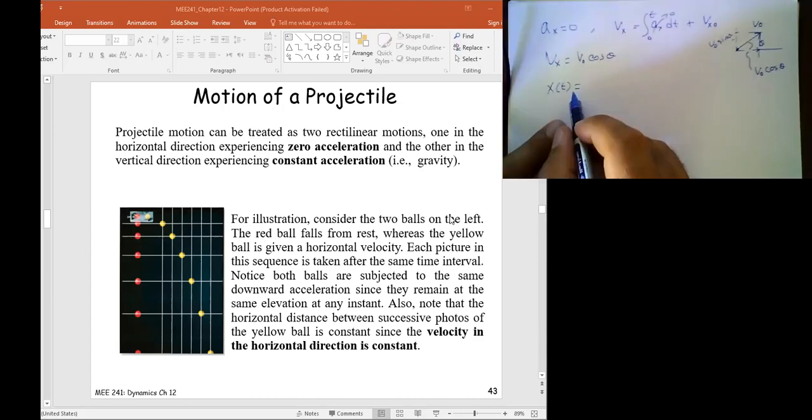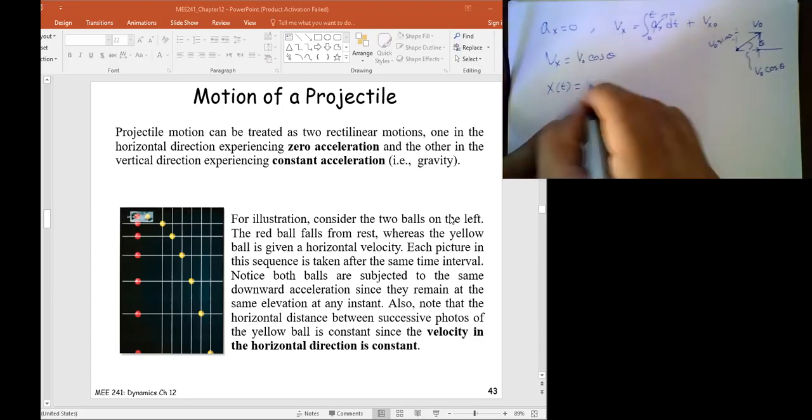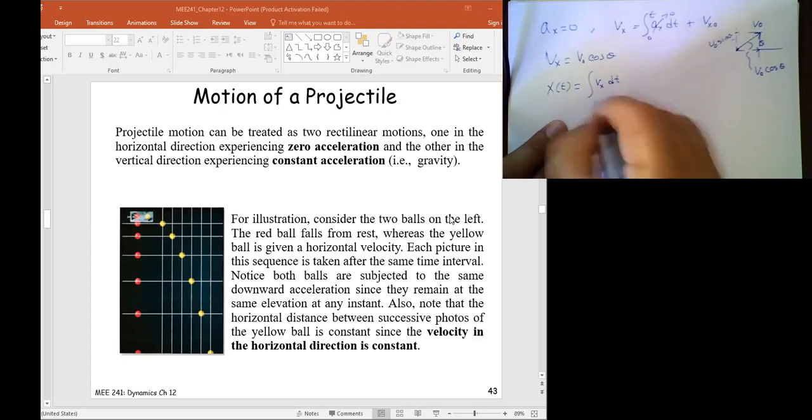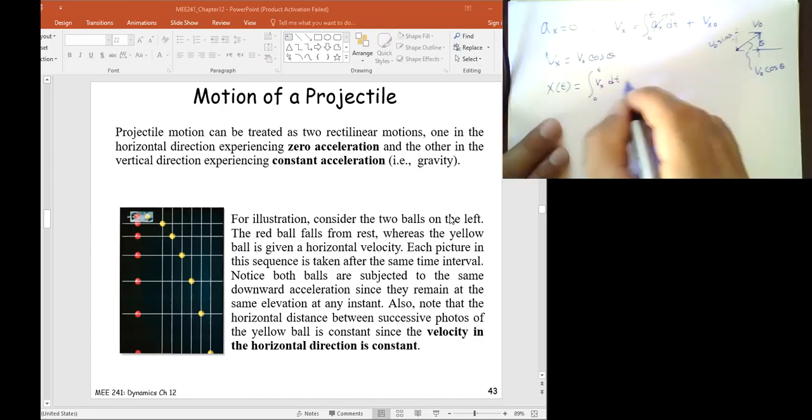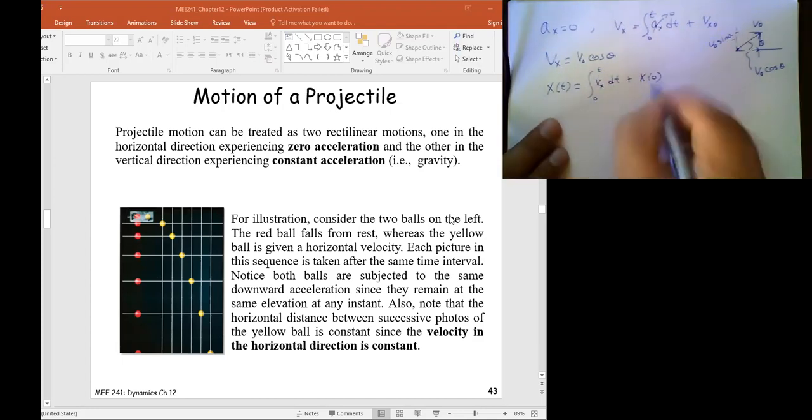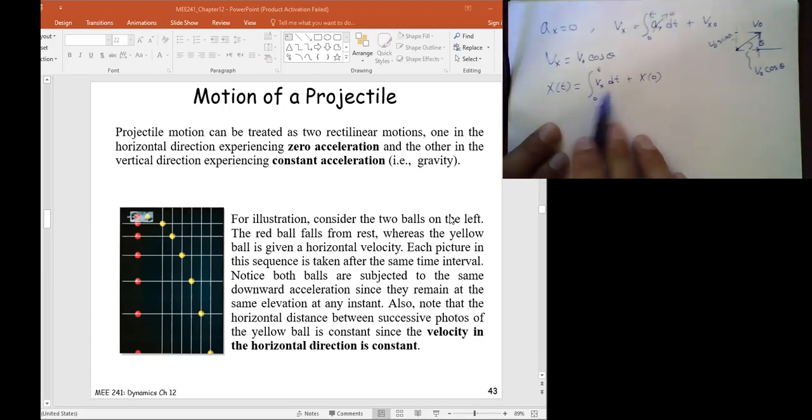It's v0 cosine theta times t. You're going to integrate that, right? But let's actually write the equation. So the integral of vx dt, plus x at time 0, right? What would be the integration of vx dt? It will be v0 cosine theta times t. Let's say if x0 is 0, then it's set. So this is my x as a function of time.